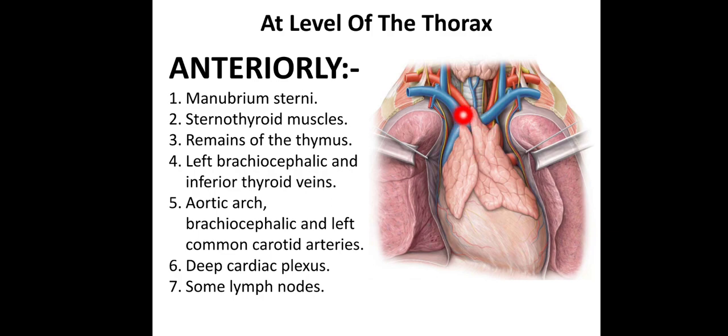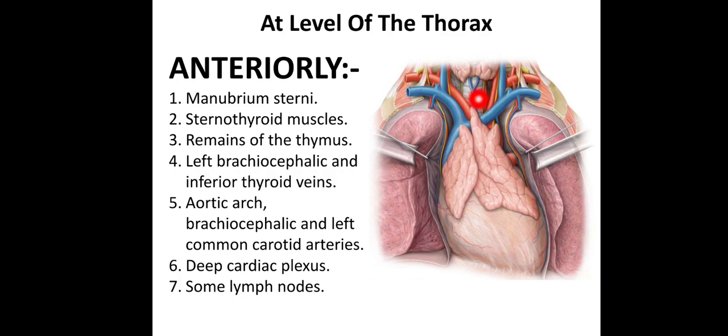in the thorax, and remains of the thymus. Here you can see remains of the thymus and left brachiocephalic and inferior thyroid vein. Then the arch of aorta, it is also related to the trachea in the superior mediastinum, and brachiocephalic artery, and here you can see left common carotid artery which is related anterior to the trachea, and deep cardiac plexus and lymph node.